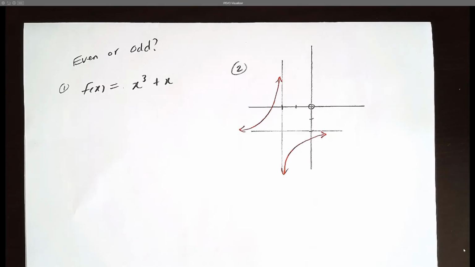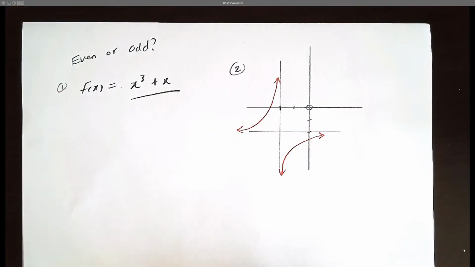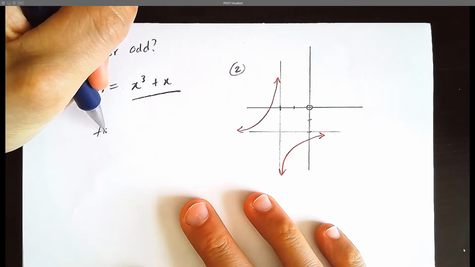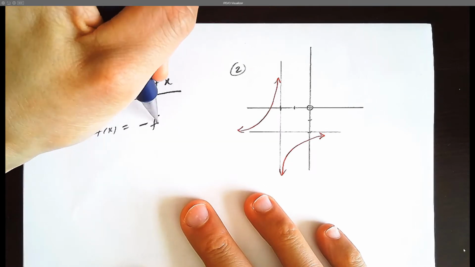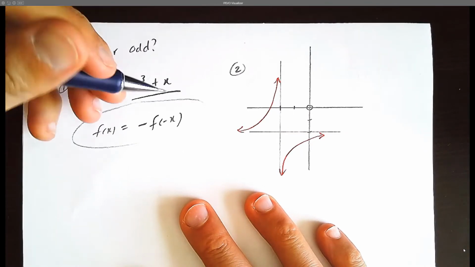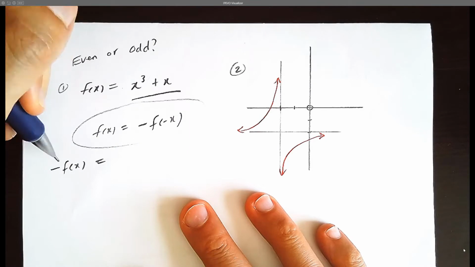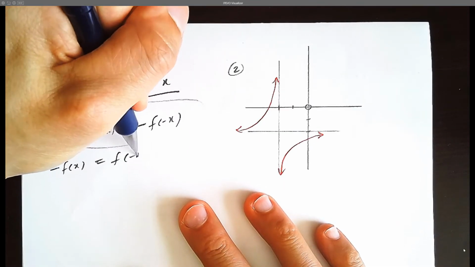Is this function even or odd? Well, we know this function is odd because f of x equals negative f of negative x. So you might have seen this definition of odd function, or if you divide both sides by -1, another definition of odd function is if indeed negative f of x is equal to f of negative x.